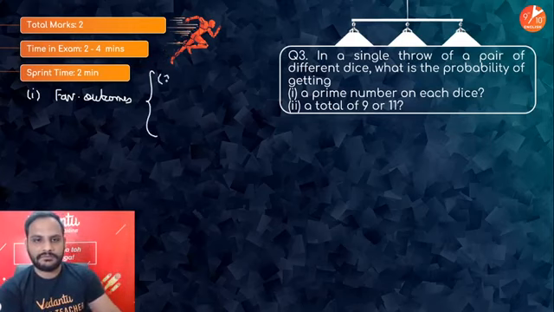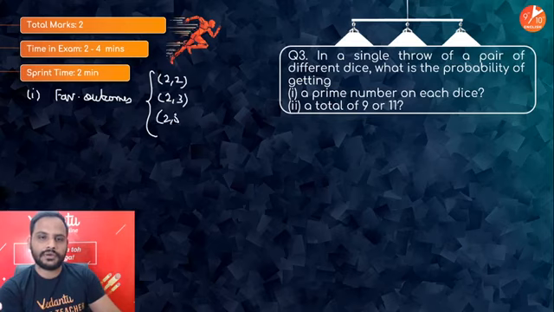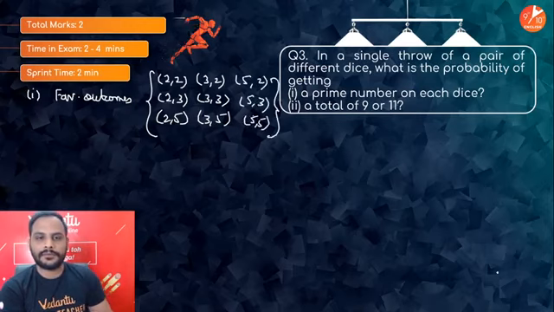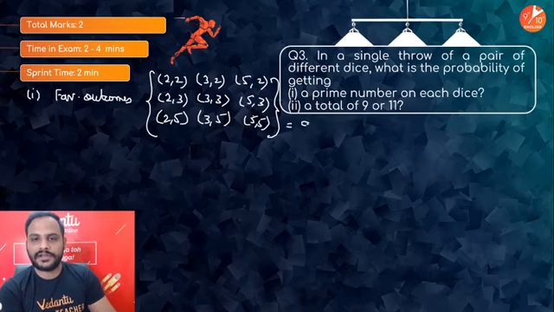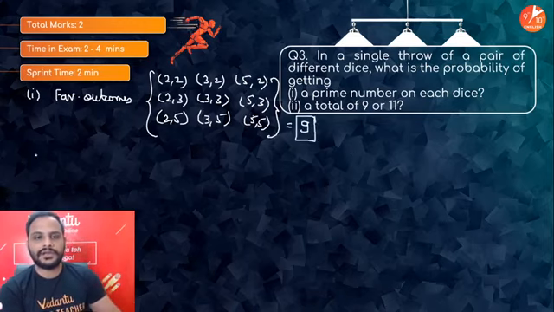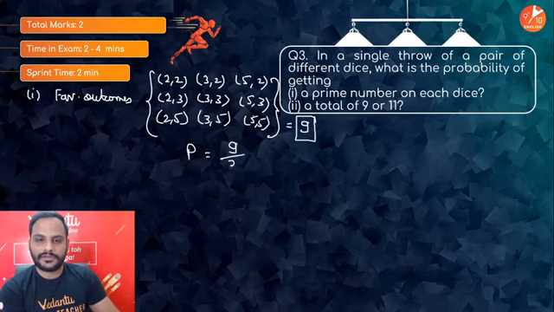So the possibilities can be 2,2; 2,3; 2,5. Then 3,2; 3,3 and 3,5. And then 5,2; 5,3 and 5,5. These will be your favorable outcomes. So there are total 9 favorable outcomes. Now I can say the probability in this case will be 9 upon 36. Done. 1 by 4 is your correct answer.